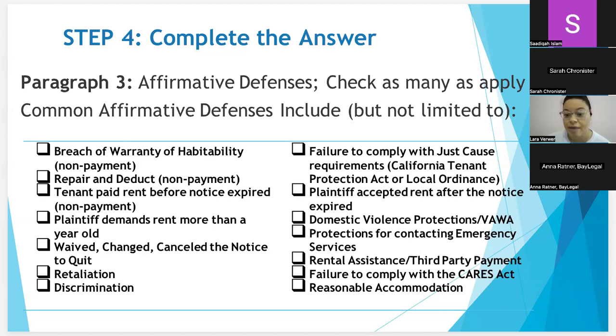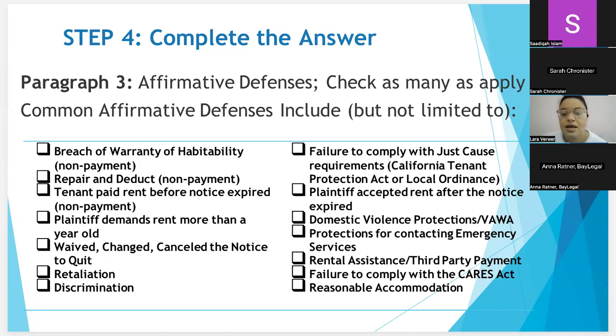So breach of warranty of habitability, repair and deduct, or if the tenant paid rent before the notice to quit expired. So these all apply to non-payment of rent cases. For breach of warranty of habitability, the argument is that the landlord is not entitled to demand or collect rent because they failed to make repairs after the tenant notified them of the issues in the unit.